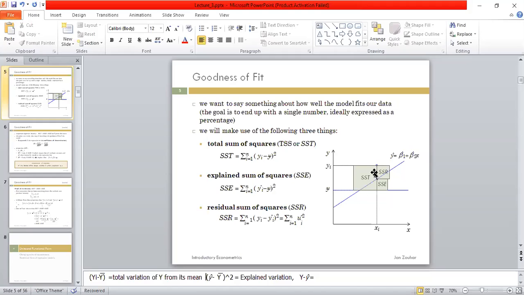Then you have the unexplained part, y minus y hat. You have 30 of them. You square all of them, you add them, and you get the so-called unexplained variation, also called the residual sum of squares.